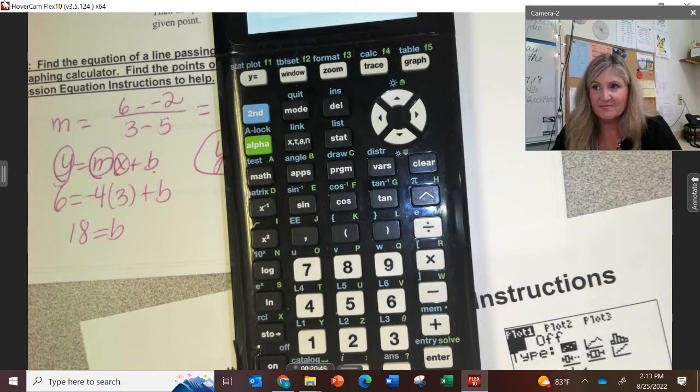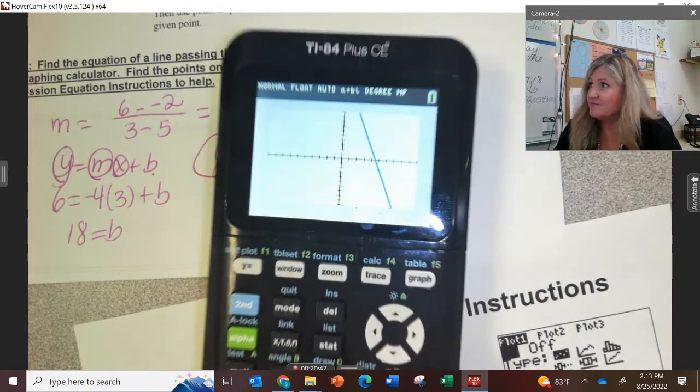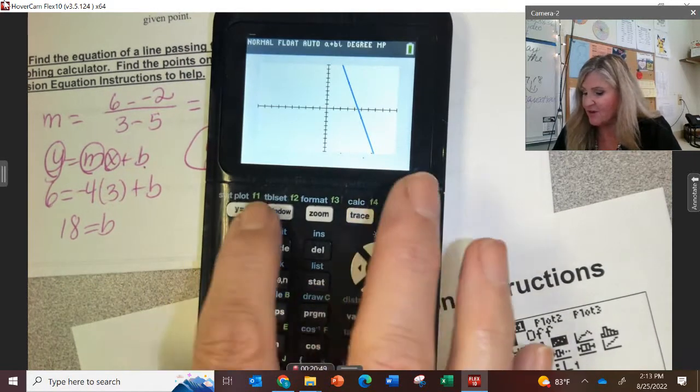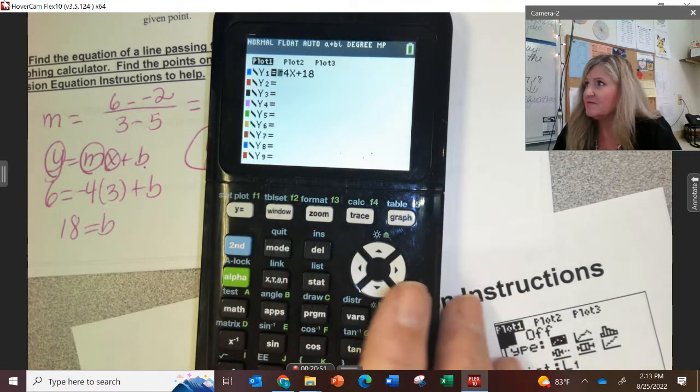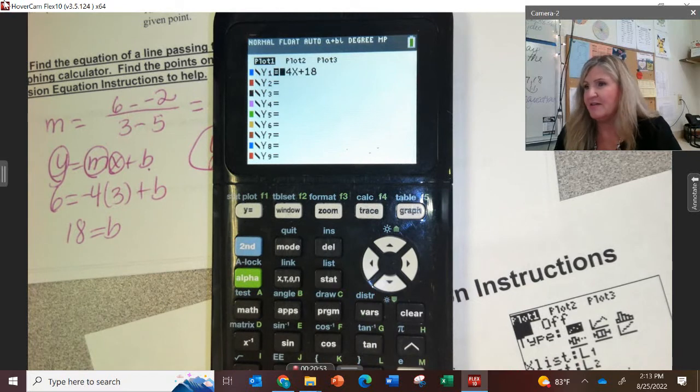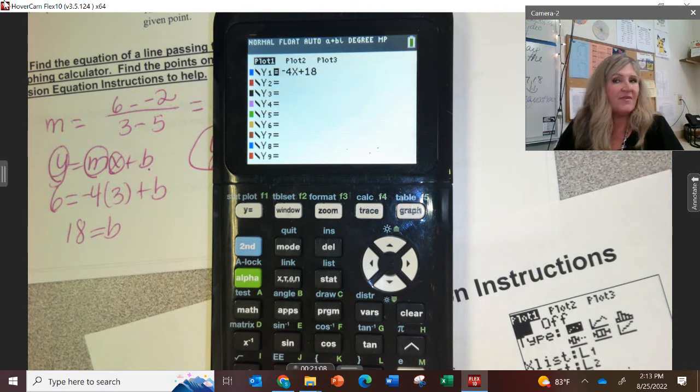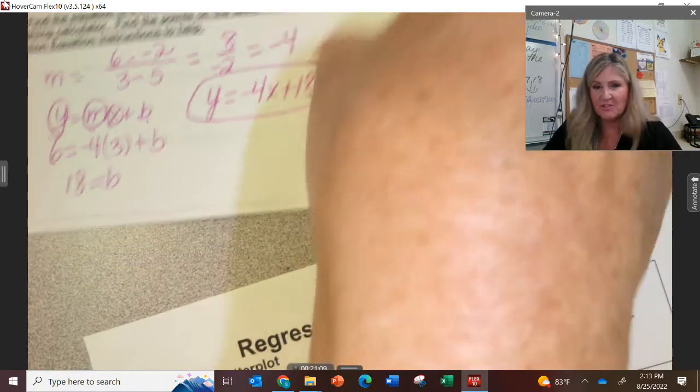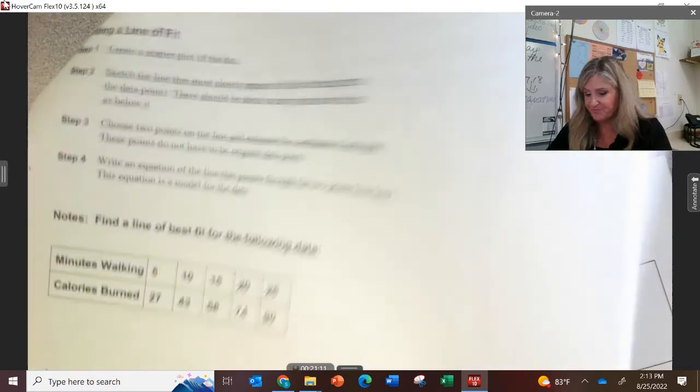So after we're here at the R of -1, where do you go? Now go to y equals and type in the line. Negative, not minus, but negative 4x plus 18. Did you get a line now? Yeah. Okay. Everybody got a line? Okay. Let's go on to more difficult things now.